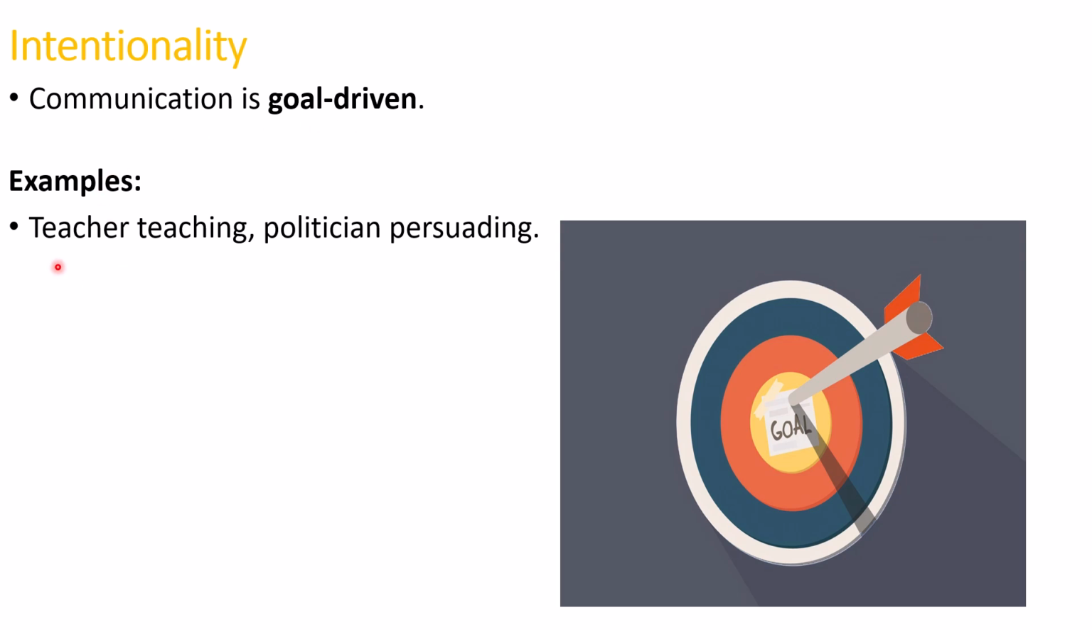For example, a teacher teaching, a politician persuading. So here a teacher explaining a concept wants students to understand. That is her goal. She has to make students understand her lecture, her lesson. So that is goal driven, and she has an aim. She has a goal and she wants a response from the students. In the same way, a politician giving a speech aims to persuade. So these are examples of intentionality.